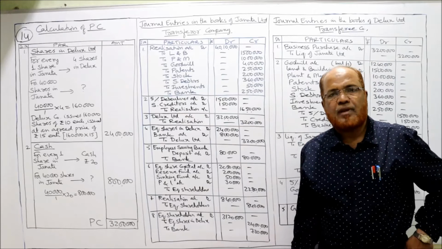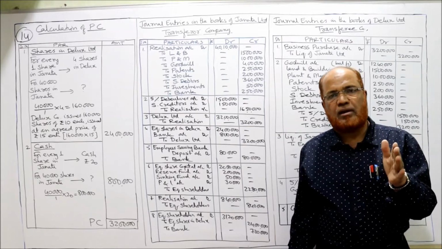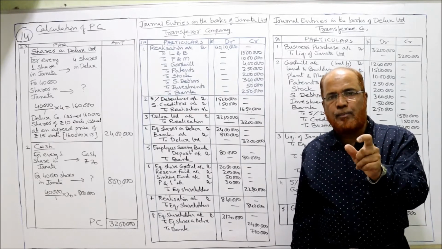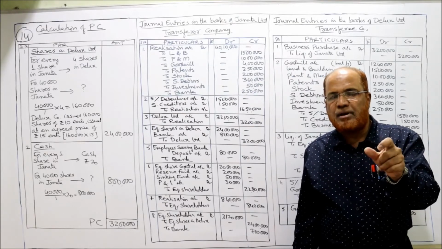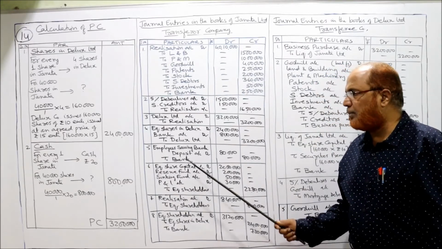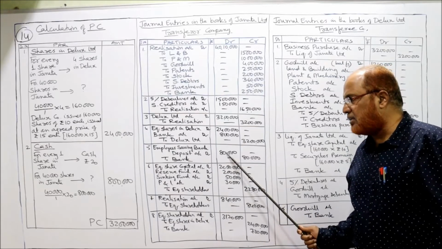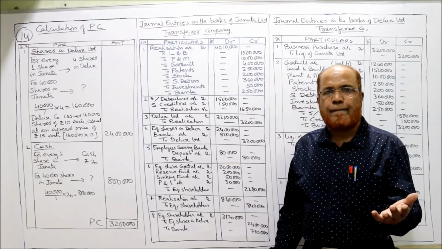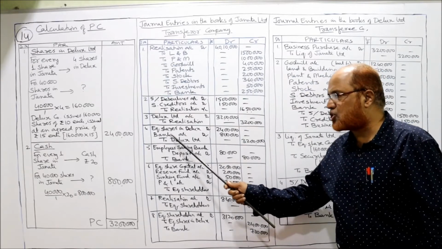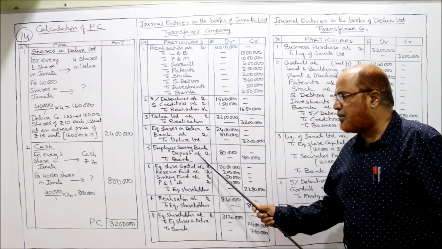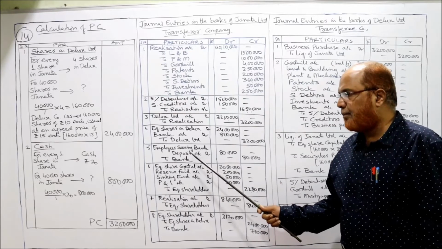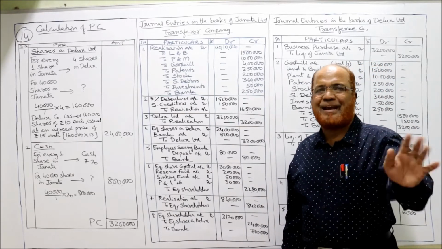Now fifth entry will be the liability which is not taken over is paid. There is one liability in Janata Limited, employees saving bank deposit and interest. This liability is not taken over by Deluxe Limited. Now this liability will be paid by Janata Limited itself. So entry will be employees saving bank deposit account debit 80,000 to bank 80,000. Now in PC, cash has come. In the form of PC, Janata Limited has received 8 lakh rupees cash. Out of this 8 lakh rupees, 80,000 rupees will be paid to fulfill the liability. Being the liability which is not taken over by Deluxe Limited, now paid off.